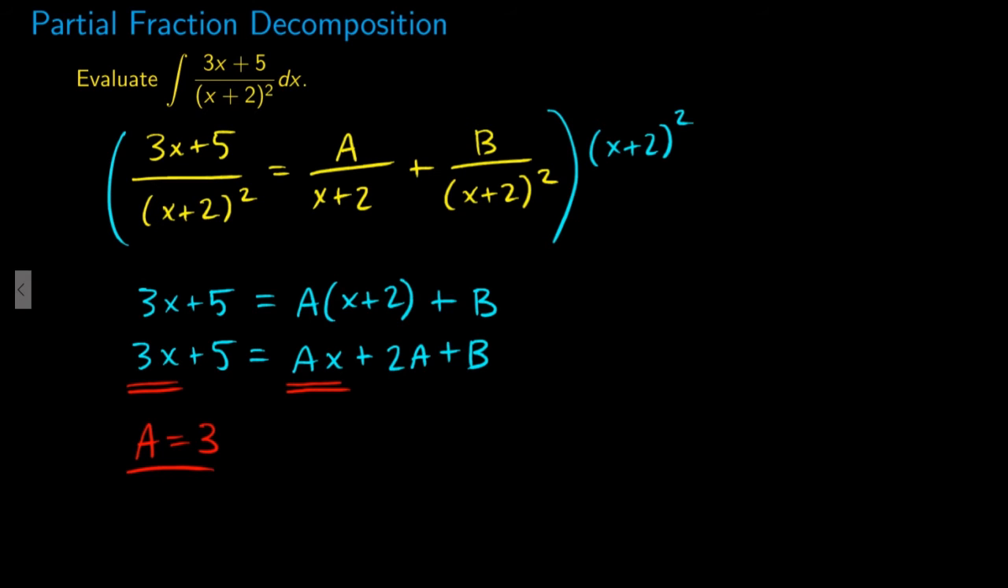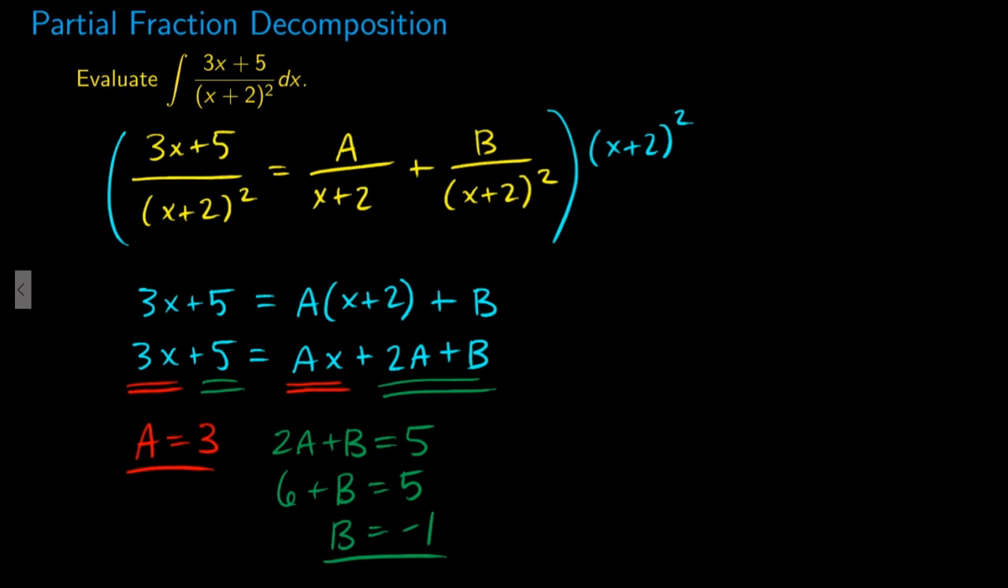We also need to solve for b. So using the same idea, on the left we have 5, and on the right we have 2a plus b. And if these are equal, then 2a plus b must equal 5. We already said that a is 3, so this is 6 plus b equals 5, which tells us that b is -1. Now we've solved for both those unknowns, so let's go back and rewrite our decomposition.